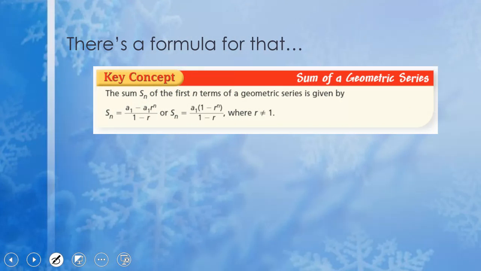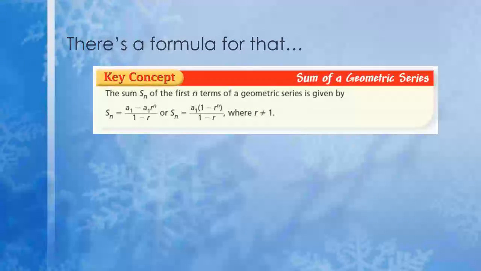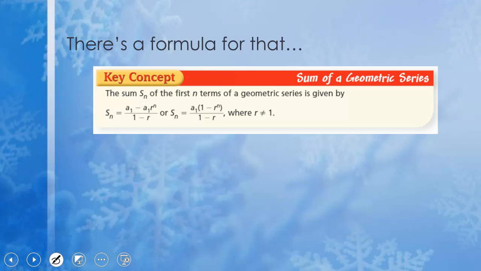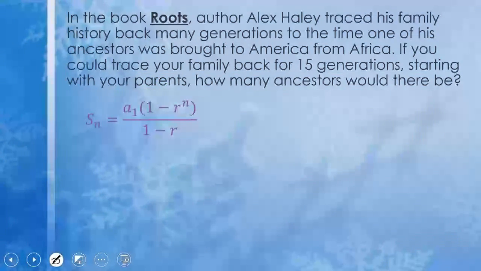And again, we have 2 of them depending on what pieces we know. The first formula, S sub n equals a sub 1, etc. Or we've got one where we maybe don't know some information, we can use a sub n there, okay? So they're very, very similar. They're basically the same thing, and we can use either formula.